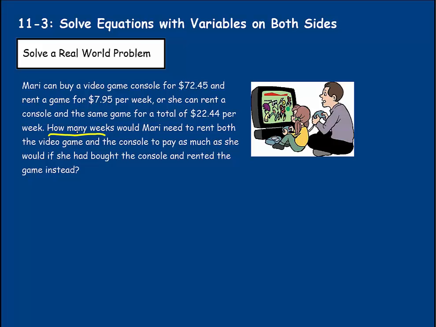So this is what we need to solve for. We need to find weeks that would make this deal the same as this deal. So we'll make W for weeks here. So we need to have this deal over here on the left side of the equal sign and this deal over here on the right side of the equal sign. So if Mari buys that $72.45 console, she's not going to pay for that every single week. That's a one-time thing, right?